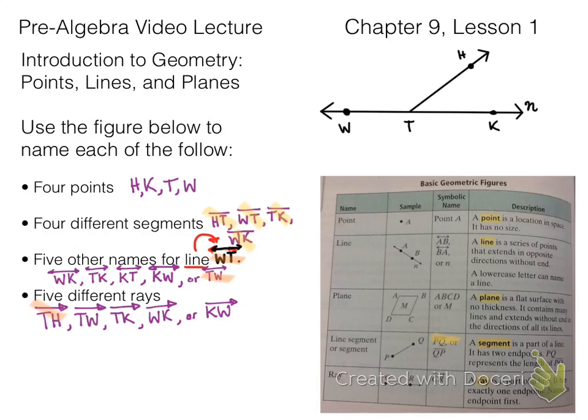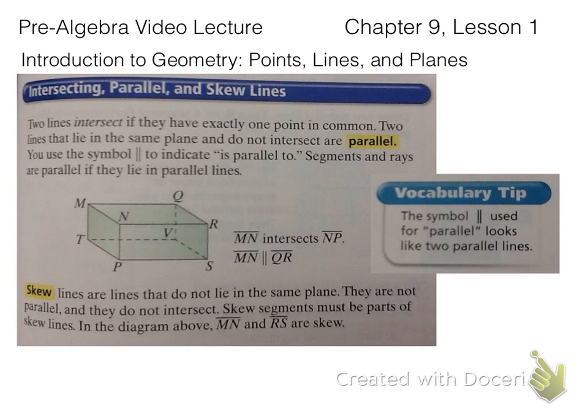All right, moving on. Let's talk about parallel, intersecting, and skew. Two lines intersect if they have exactly 1 point in common. So I could say that this line right here, MQ, and actually it's a segment, not a line. The line segment MQ intersects with MT. MT, come on, I'm not trying to select, I'm trying to draw.